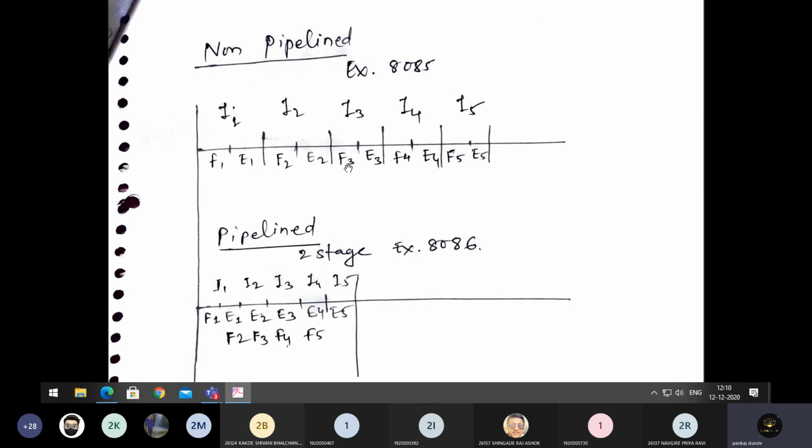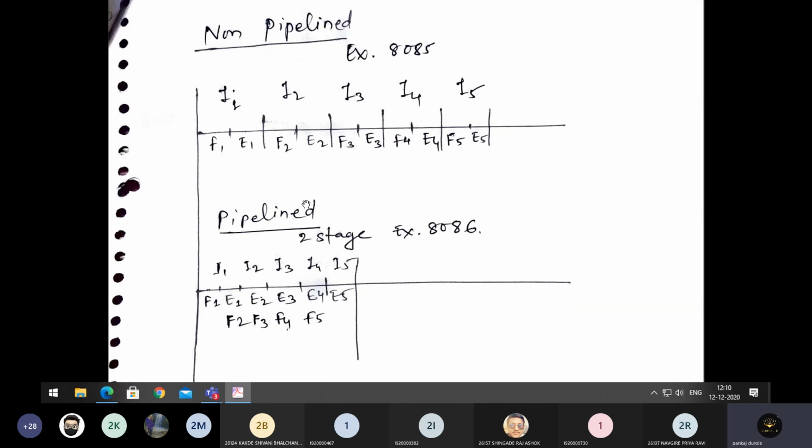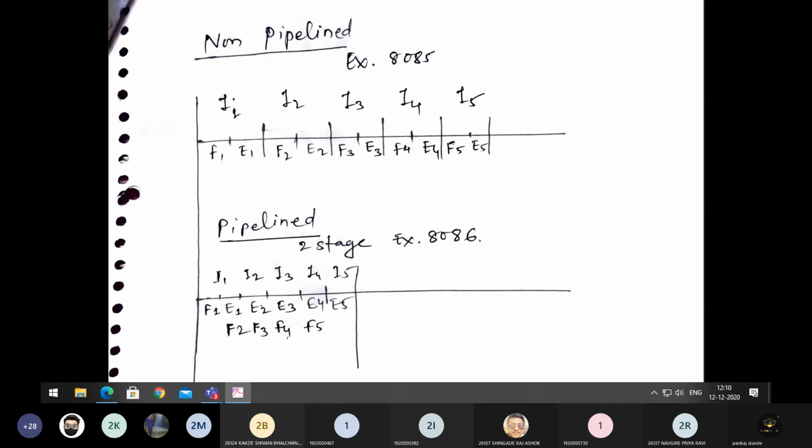Then the third instruction has come in the non-pipelined architecture. Fetching and executing is done for the fourth instruction, and for the fifth instruction the 2 steps are performed. So this is how the 5 different instructions are executed here, as in the case of the 8085 processor. This is a non-pipelined architecture. Now on the same ground, we will consider the pipelined architecture.